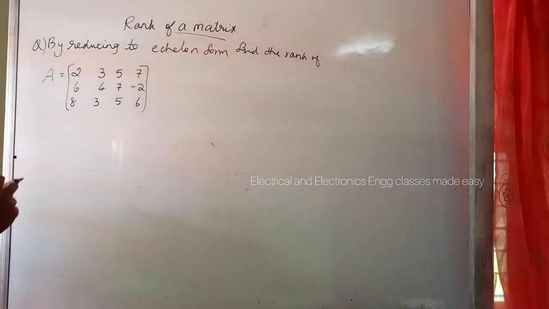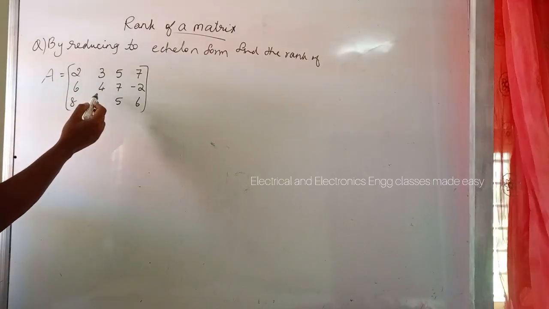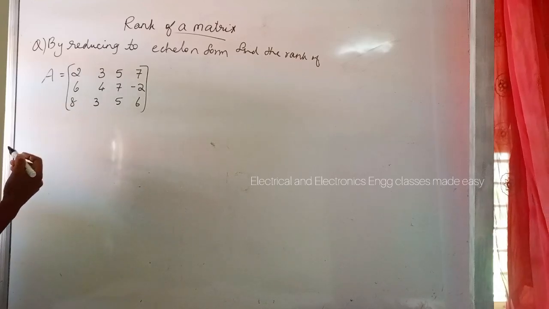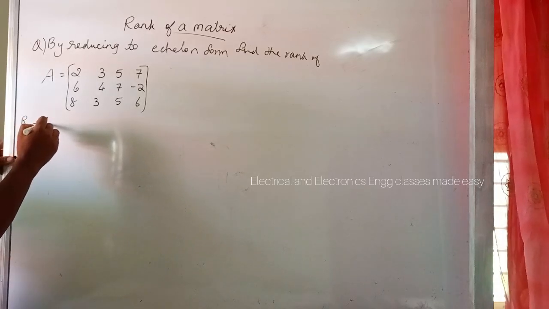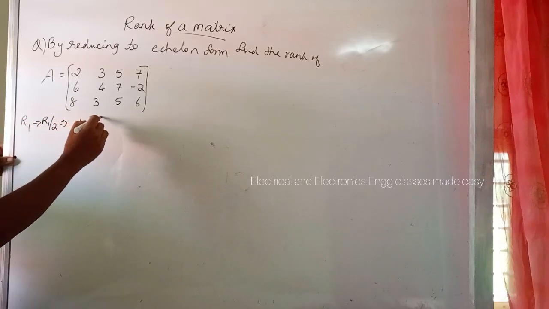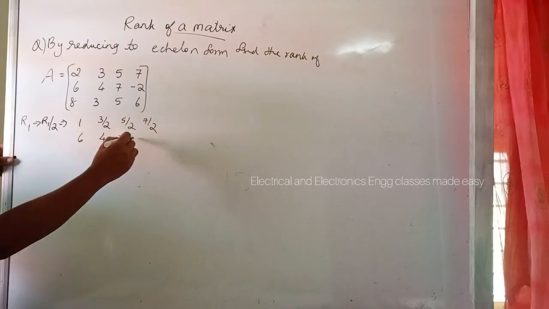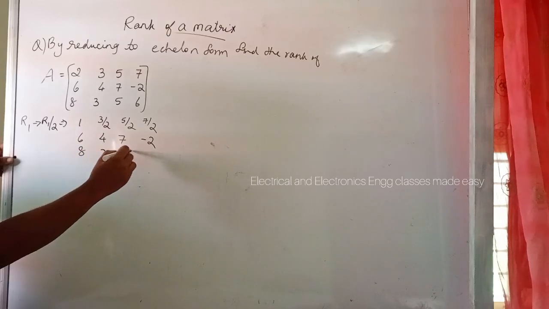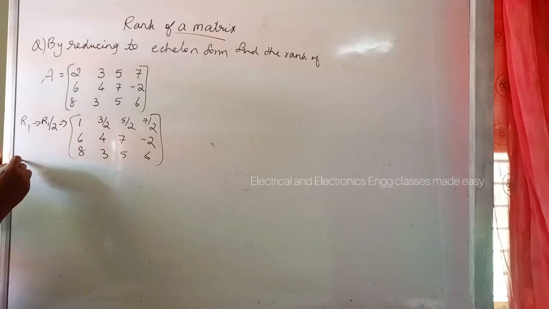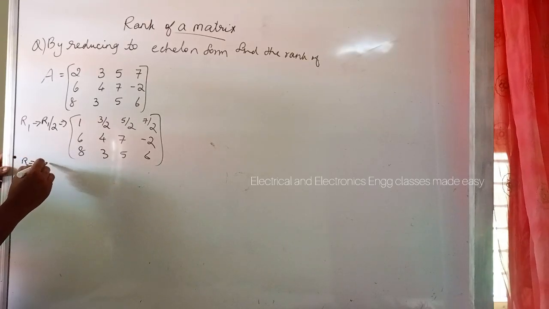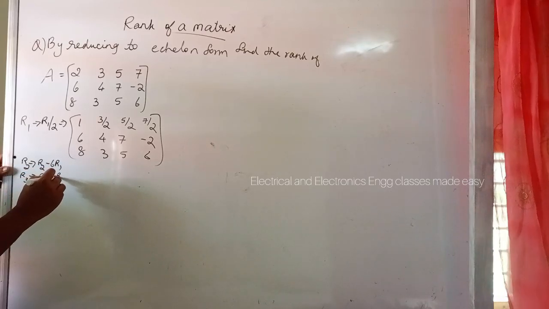Let us do another problem. By reducing to echelon form, find the rank of A equal to [2, 3, 5, 7; 6, 4, 7, -2; 8, 3, 5, 6]. Here let us make the first element 1. For that, R1 becomes R1 divided by 2, that is 1, 3 by 2, 5 by 2, 7 by 2, then 6, 4, 7, -2, 8, 3, 5, 6. Now let us make these elements 0, that is R2 becomes R2 minus 6 times R1 and R3 becomes R3 minus 8 times R1.